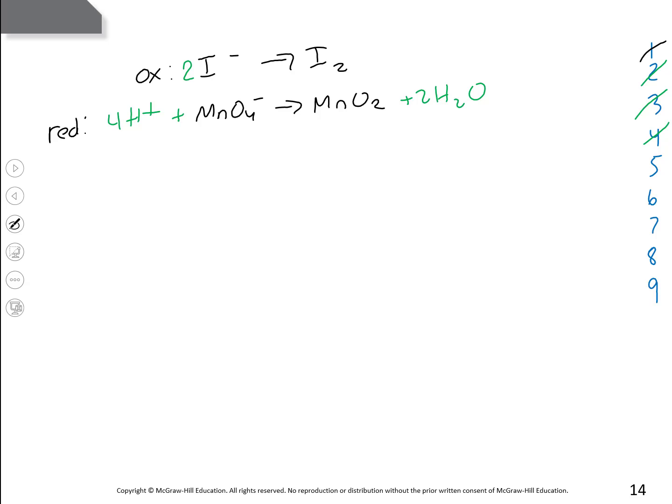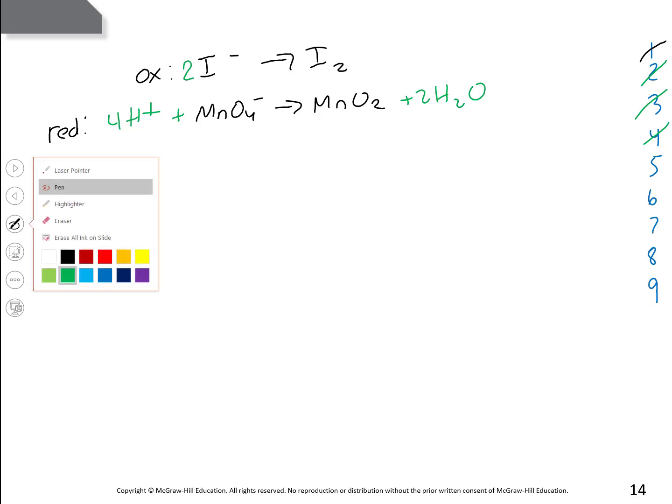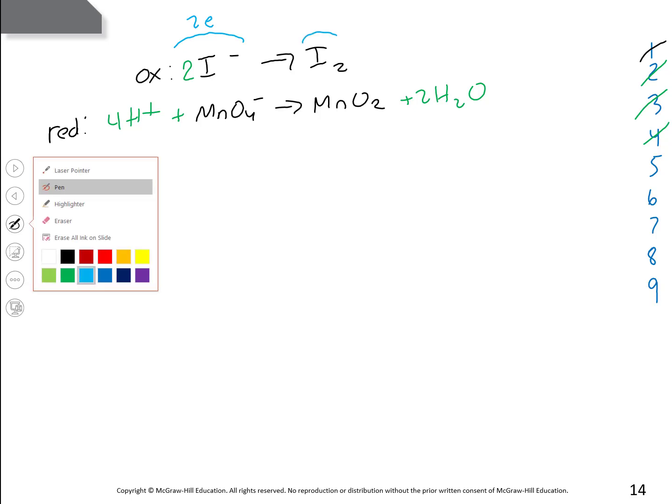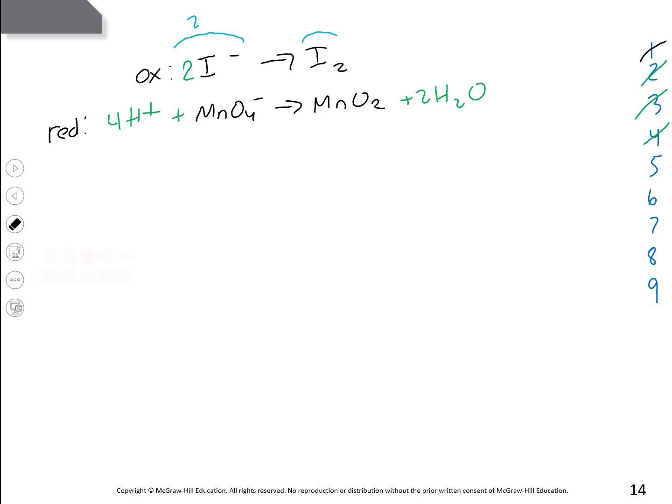So step 5 is the tricky one. This is where you balance out the charges. So let's look at these charges. Let's look first at our oxidation. Our oxidation reaction here, I've got what total charge on my reactant side? 2 minus. I've got I minus, and I've got 2 of them, so that's total 2 minus. What is my total charge on my product side? 0. And that's clearly not balanced.